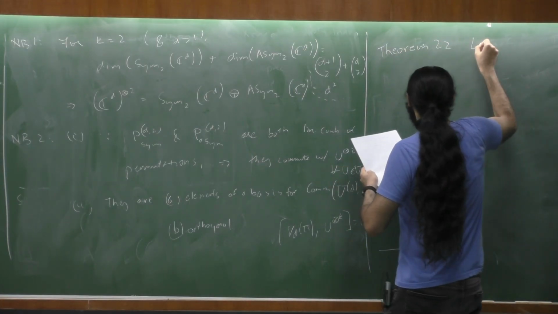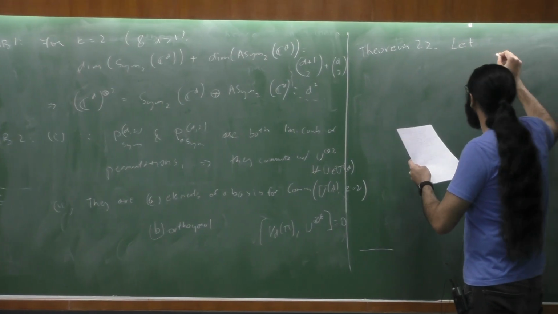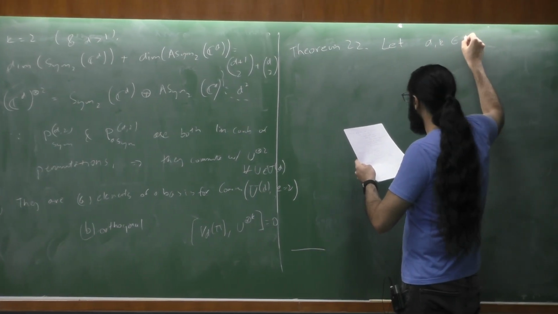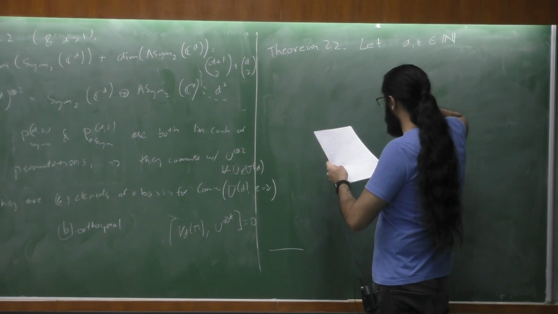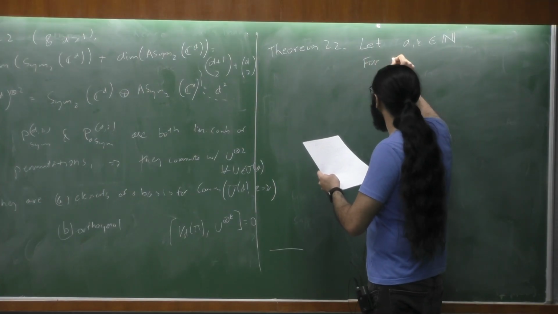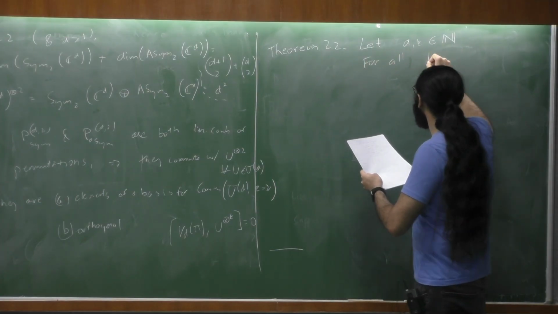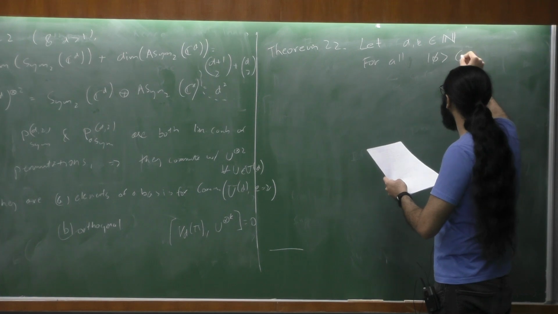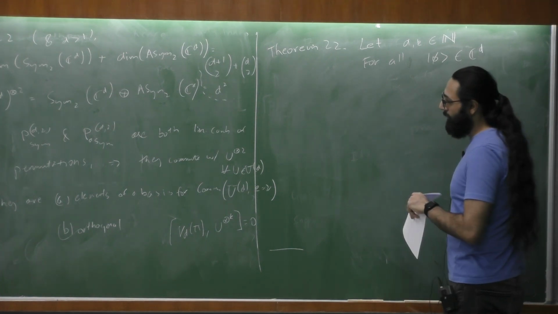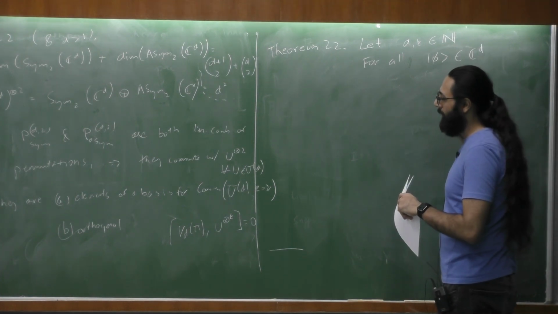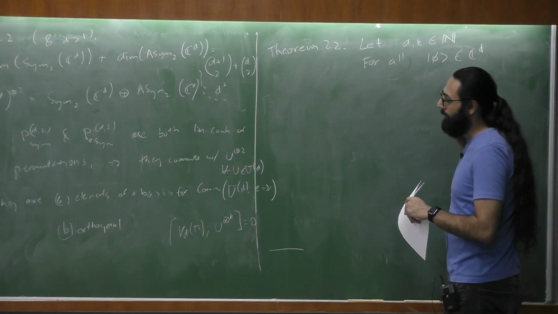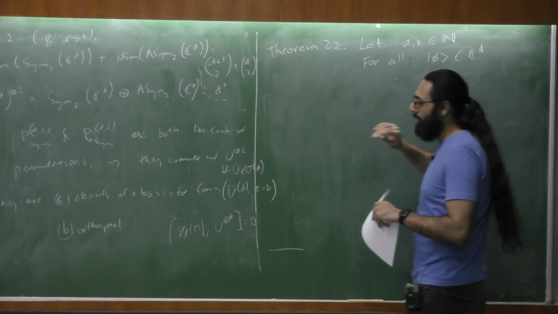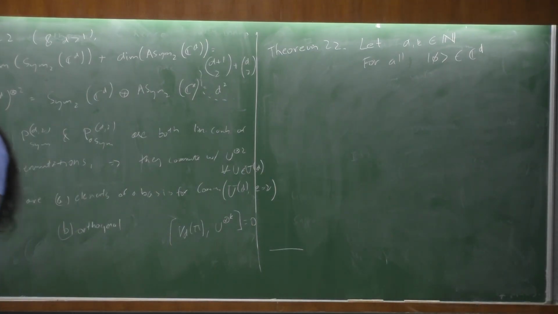Theorem 22. Let d, k be natural numbers. Then for all phi in CD, yeah, maybe actually I should say one small thing before continuing.